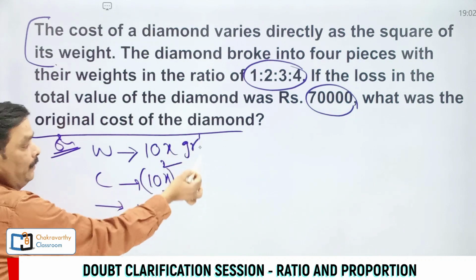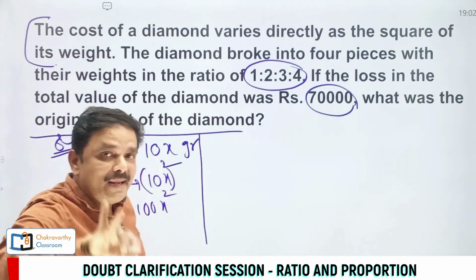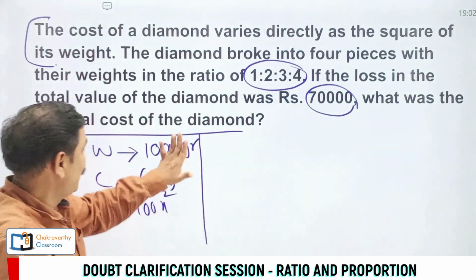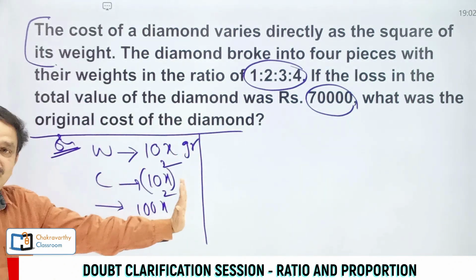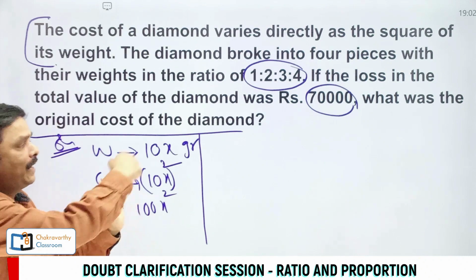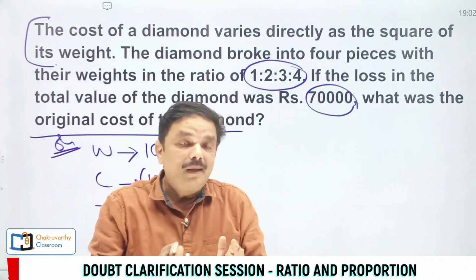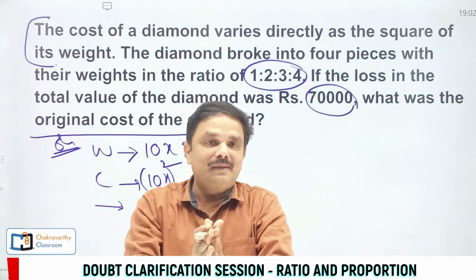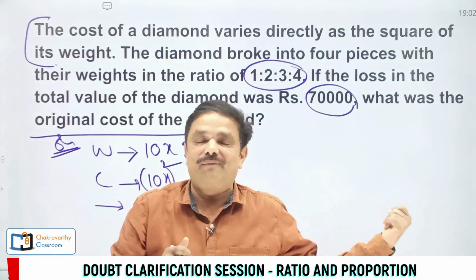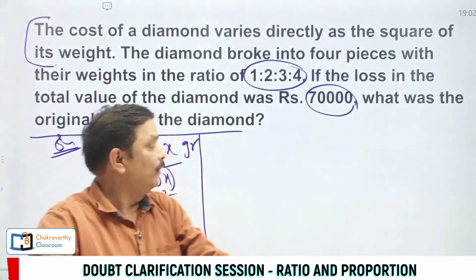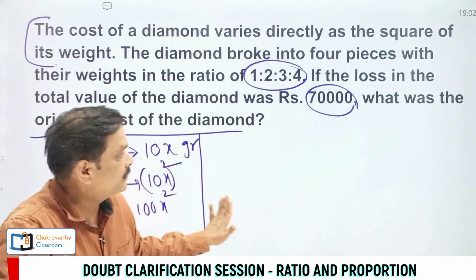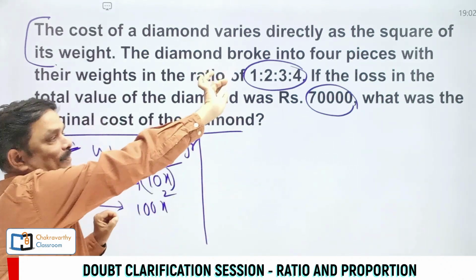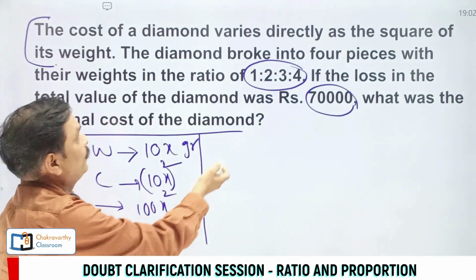Now here, due to the breaking, some loss was there. Now what do we need to do? First, I got the original price of the diamond. Then I need to find out the price of the pieces. You have to add up that one, because there is a loss, they have told. That means now you need to find out the cost of the pieces. Then you find out the loss, then compare that to the question. Okay, now how to find this?